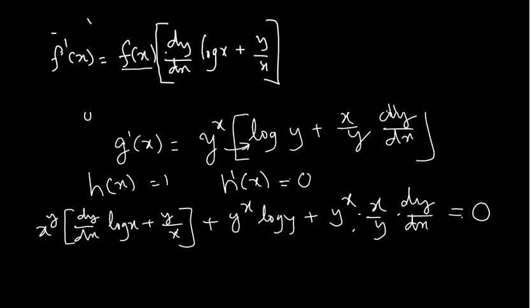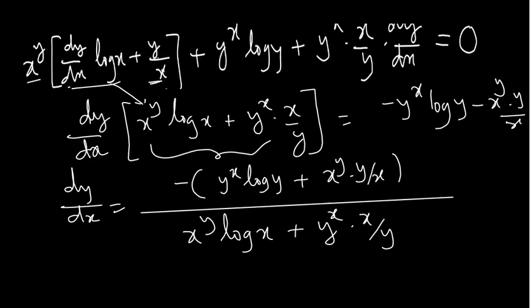Then we have to make dy by dx the subject. That's what we'll be using in the next page. So we rewrote the entire thing, we just wrote the entire thing back. This is y to the power of x. So dy by dx you have here, and you also have dy by dx here. So you will see both the terms: dy by dx into x to the power of y into log x, that is this, plus y to the power of x into x by y.